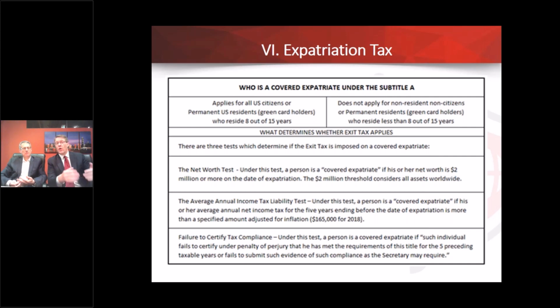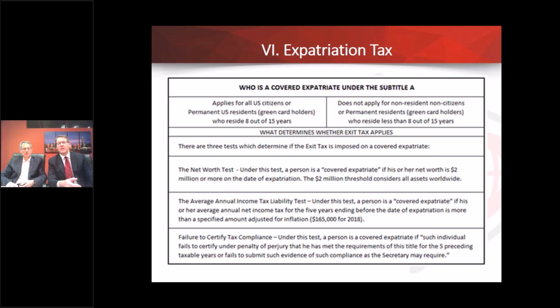Then it is, how do you determine that? And then there are 3 tests. If an individual meets any of these three tests, then this tax applies. There's the net worth test. If you're worth more than $2 million, it applies. Your net worth has to be more than two million, or it doesn't apply.